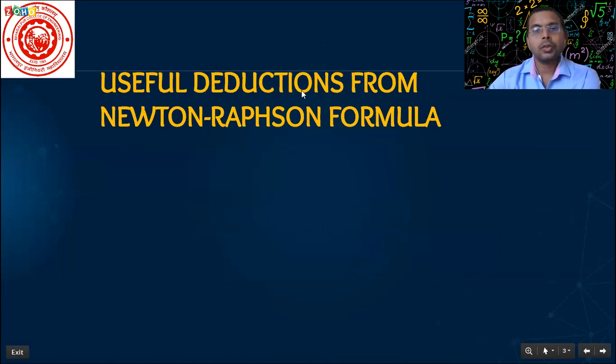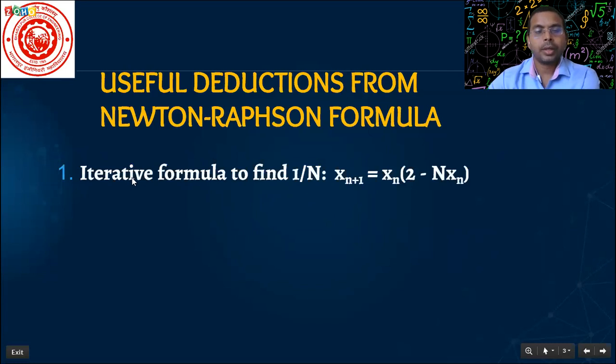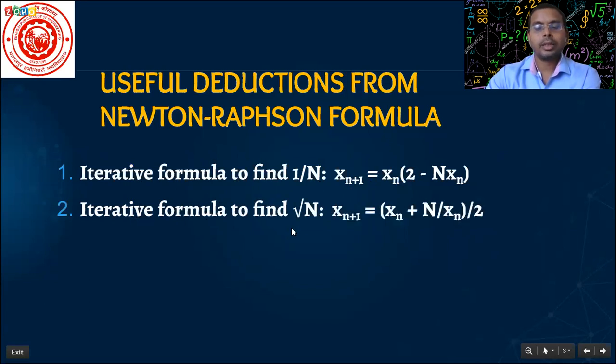Now, useful deductions from the Newton-Raphson formula. If we want to find 1 by n, the iterative formula is nothing but xn plus 1 is equal to xn whole into 2 minus n into xn. The iterative formula to find the square root of any number n is nothing but xn plus 1 is equal to xn plus n divided by xn, whole divided by 2.